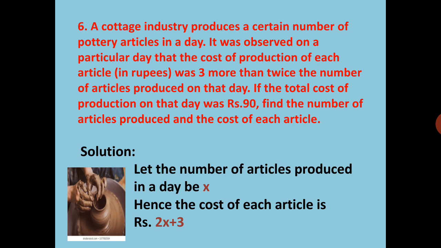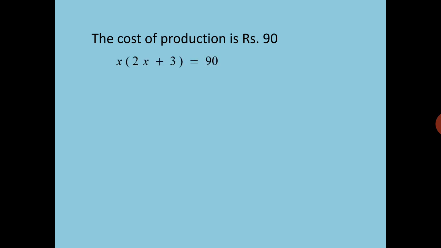Here, the total cost is given to be 90. How will you get the total cost? It will be the multiplication, or the product, of number of articles produced in a day and cost of each article. So, it will be x multiplied by 2x plus 3, and the total will be 90. So, this is what will be the next step. That means the practical, real life situation is now converted into a mathematical equation.